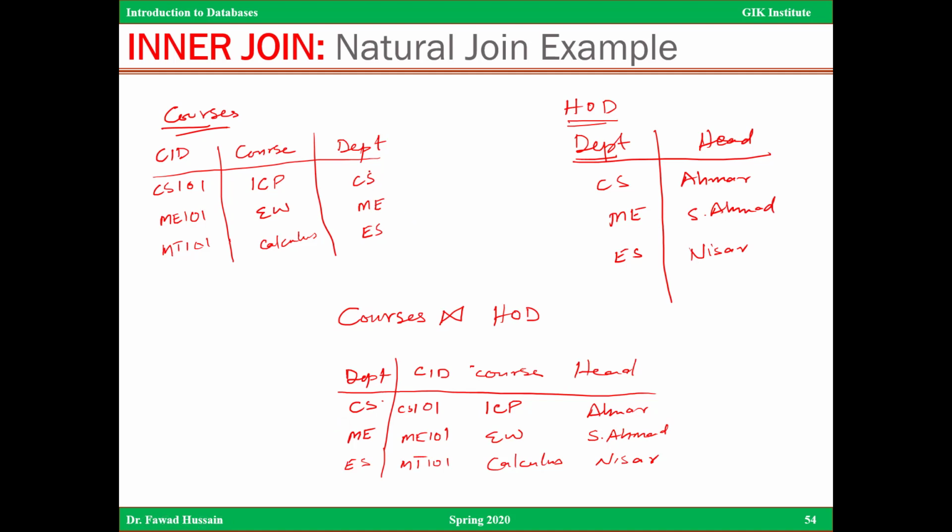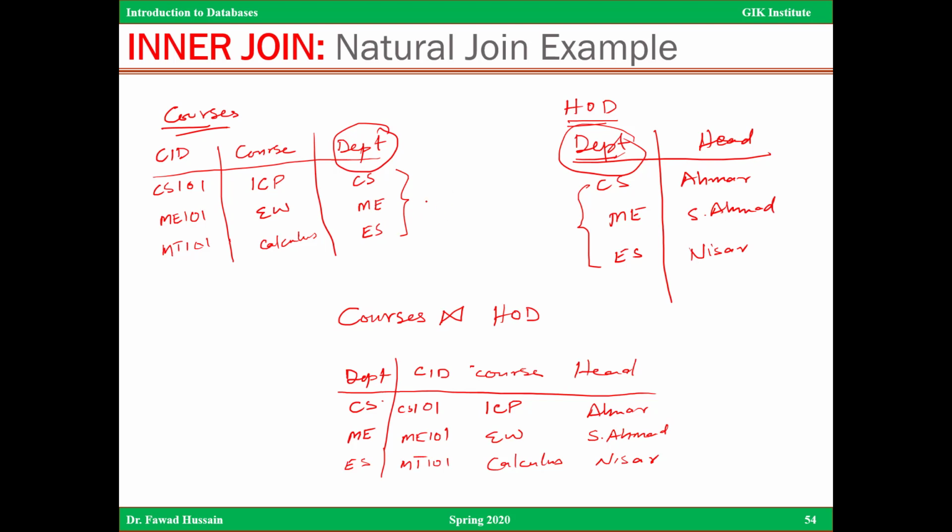In this case, department here and department DEPT, the name is the same, and also the domain is the same. So the name over here is the same as this name, and the domain here is the same as this domain. So automatically it's going to form the join on these two columns in the two tables. So this is the third kind of the inner join, which is called the natural join.